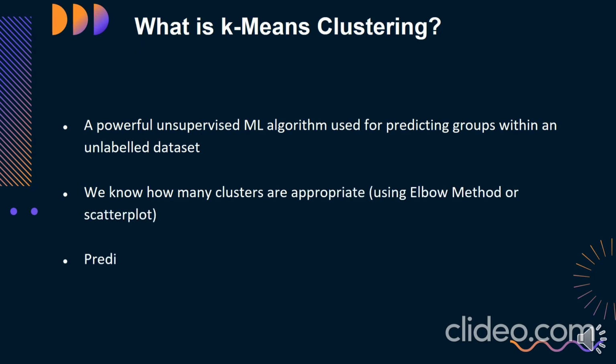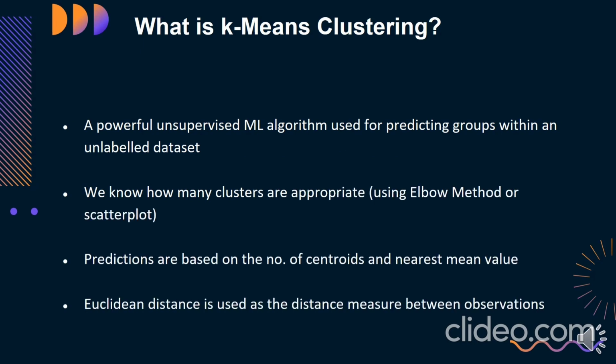K-means is a powerful unsupervised machine learning algorithm used for predicting groups within an unlabeled dataset. Its objective is to divide data into clusters, making similar data points part of the same group. The algorithm initializes cluster centroids and iteratively assigns data points to the nearest centroid, updating centroids based on the mean of points in each cluster using the Euclidean distance measure.